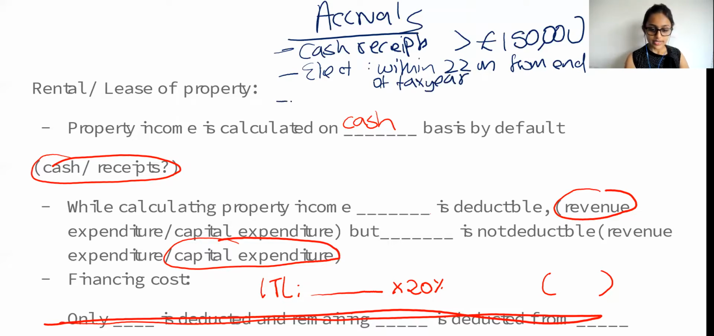In the case of companies, the only option they have is the accruals basis. Another thing which I did not mention was property business loss. When a property business loss comes, what you do is carry it forward. The only loss relief available for property business is to carry it forward and deduct it from the first available property profits in the future. Just keep that point in mind. So these four aspects are important: rental or lease of property, FHL, short lease premium, and Rent-a-Room Relief. That's all about property income.